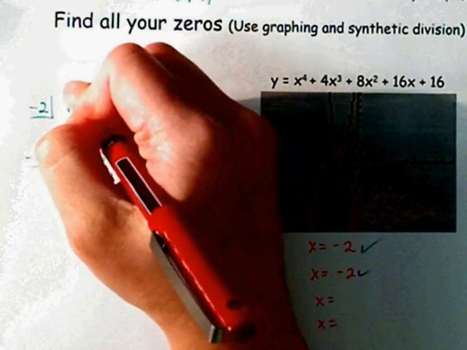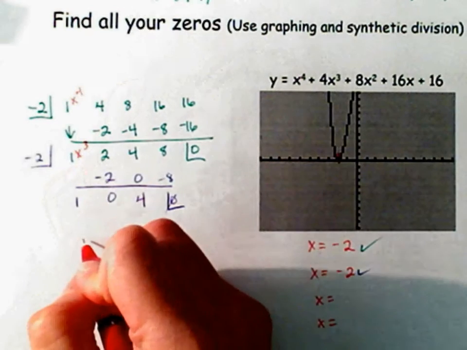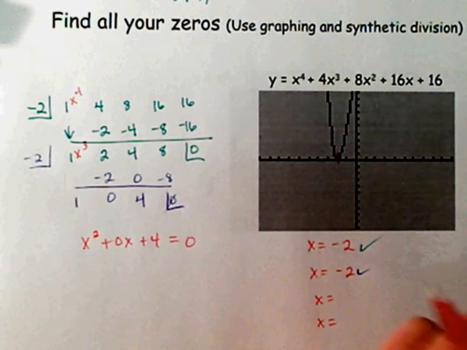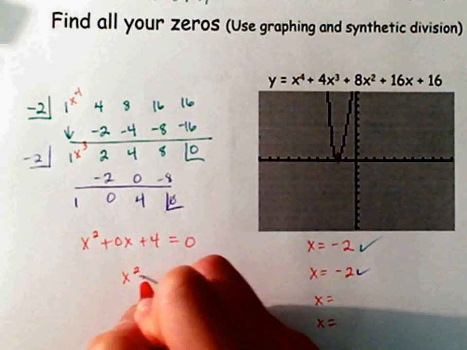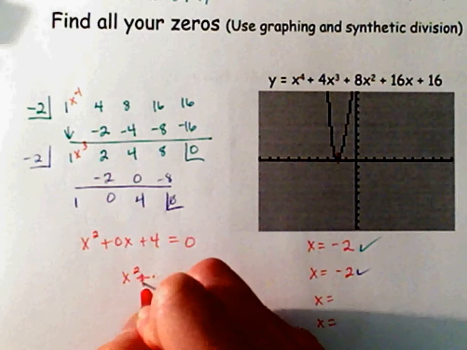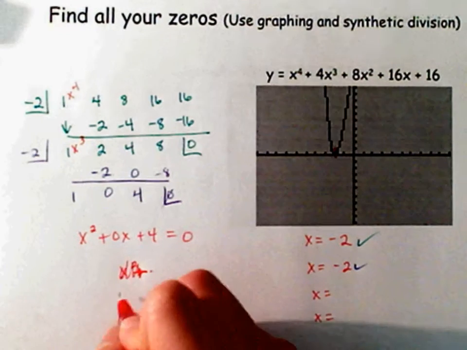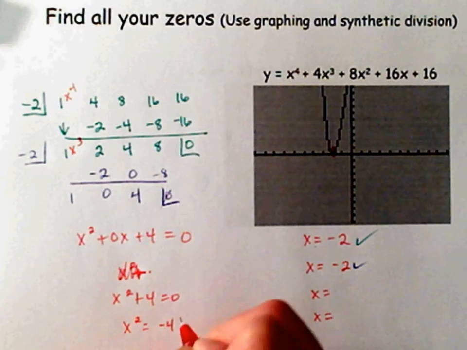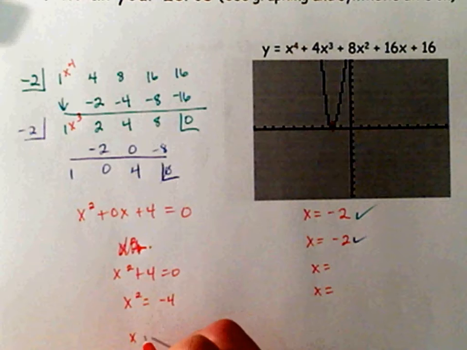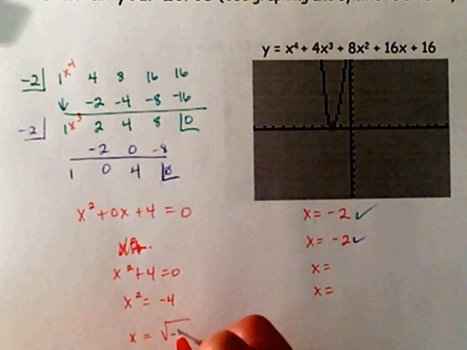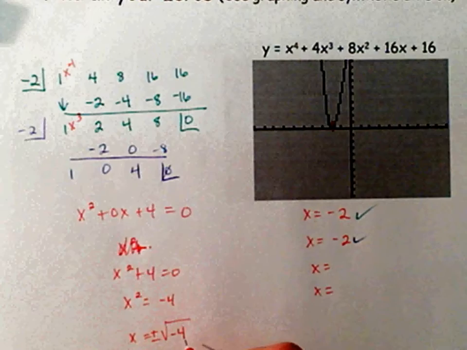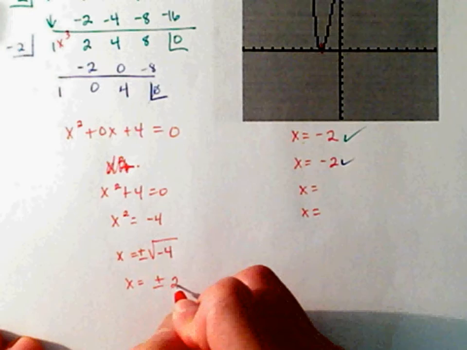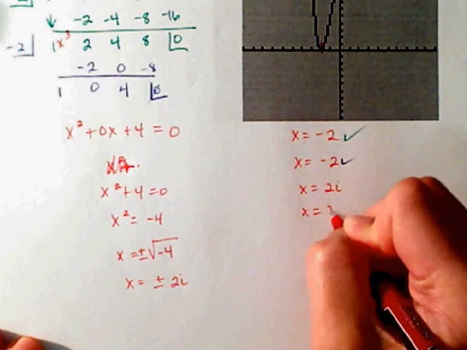Okay? Now that you have all that, this was x to the 4th, this was x to the 3rd, so this here is x squared plus 0x plus 4. I can now solve for it. So x squared plus 4 is equal to 0. X squared is equal to negative 4. Take a square root of it, okay, of negative 4. Can't have a negative underneath the radical, so it comes out as plus or minus 2i. So these are imaginary. Notice it didn't cross the x-axis.